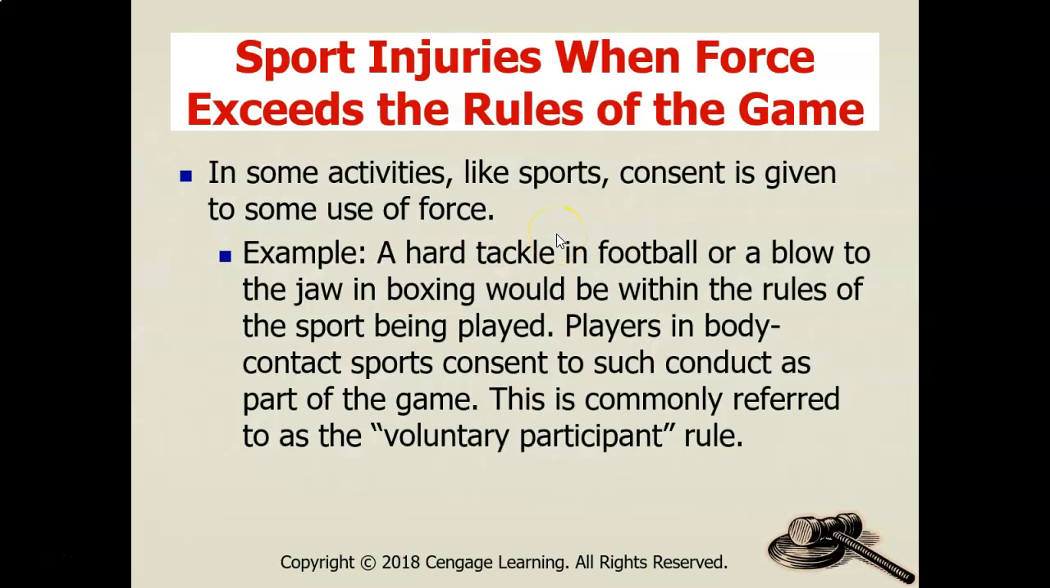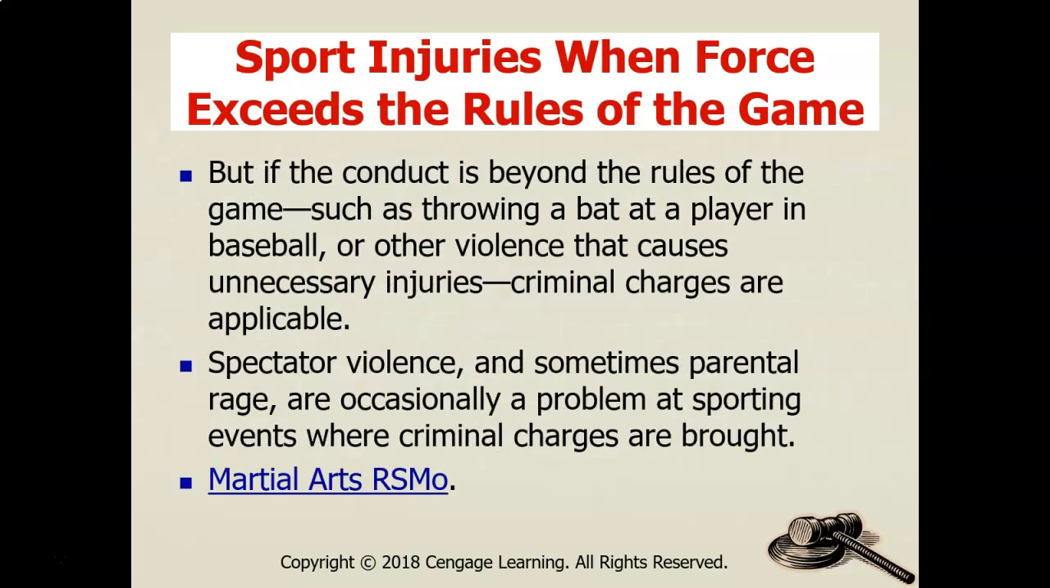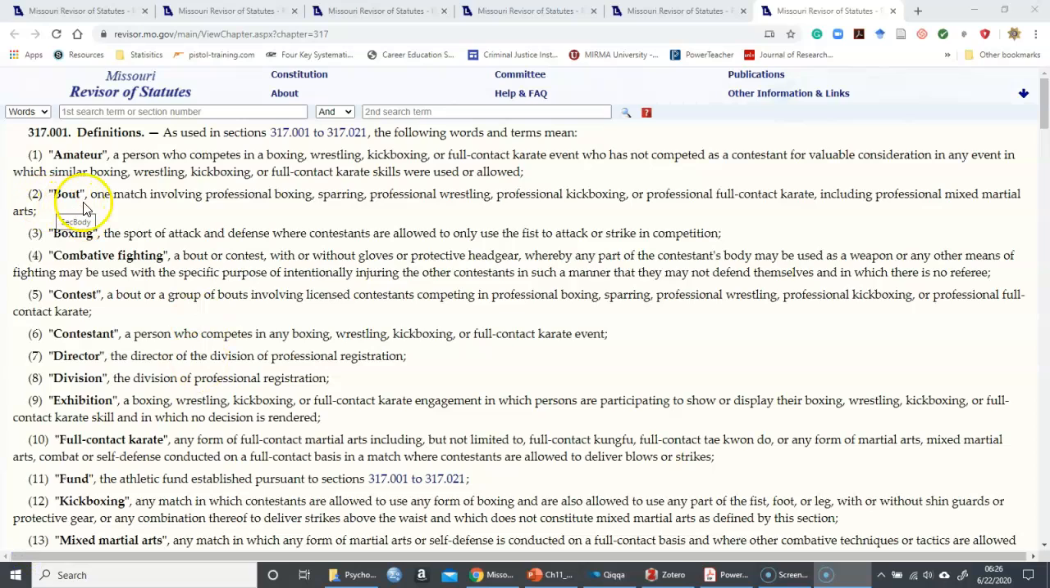Sports injuries, like we talked about a little bit ago, football, boxing, mixed martial arts, where there's rules and a referee, that's where we start looking at, yes, a person under the law could have committed what would be an assault, but based on how they were doing it and following the rules with a referee, that's where it comes into play. And we can look at that under our statutes when it starts talking about an amateur competing in boxing, wrestling, kickboxing, full contact karate, what a bout is, what boxing is, combative fighting.